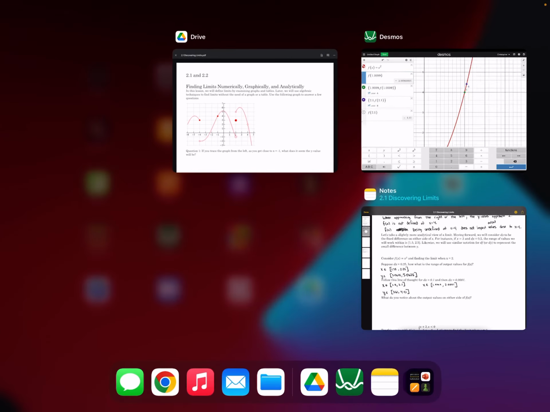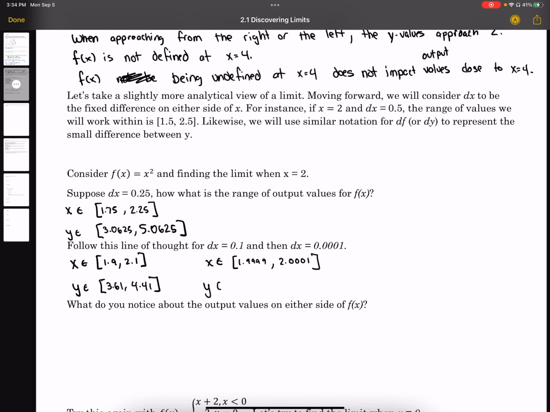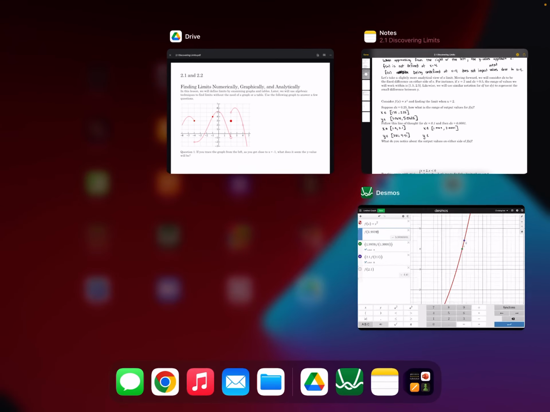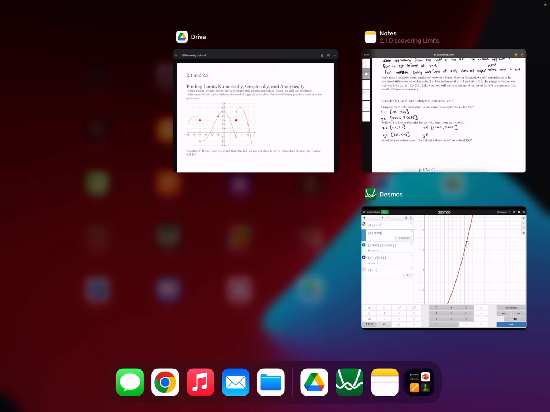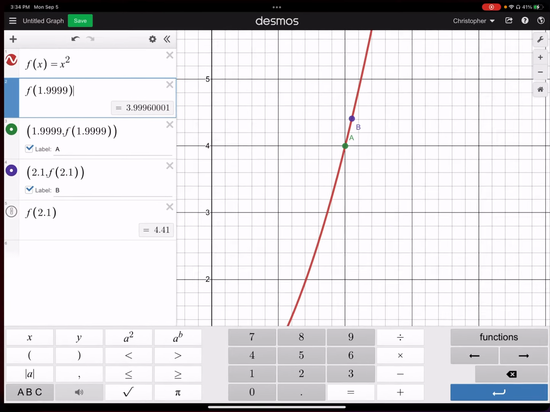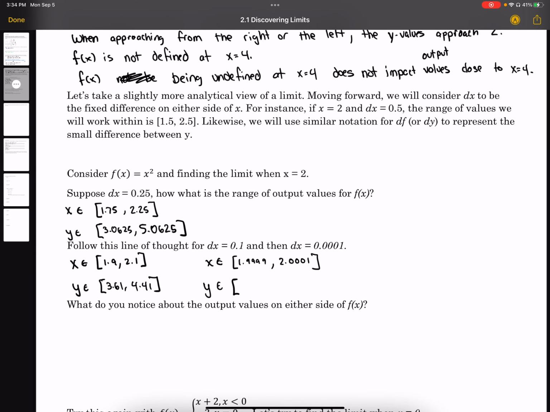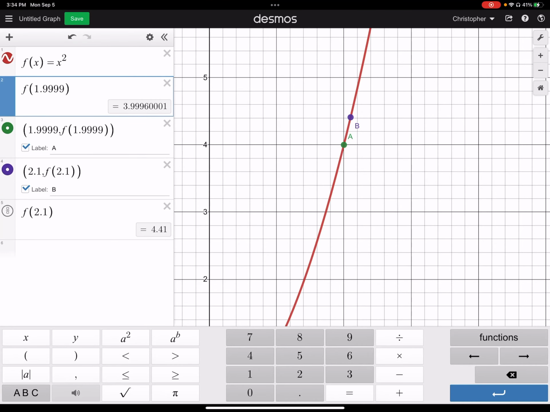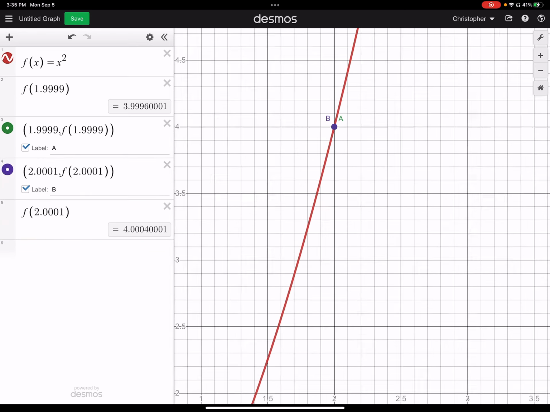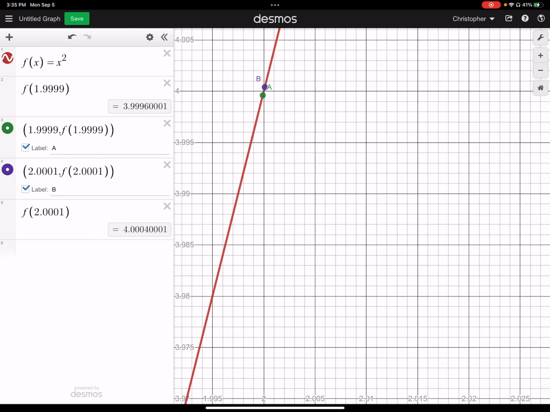And so now our y's are between, I already forgot the value, 3.999, 3 nines and a 6. So our y's are between 3.996, and we'll try this also with 2.001. We'll zoom in really, really closely.